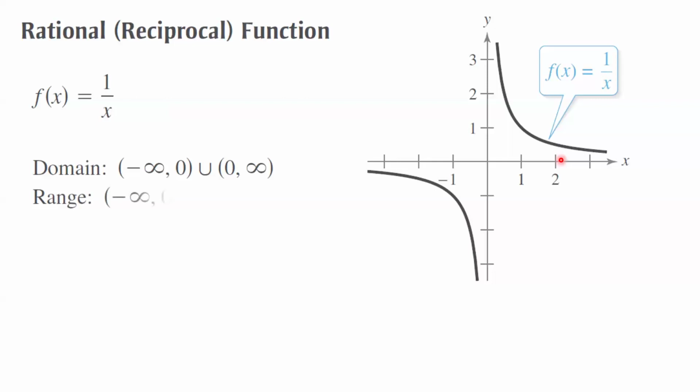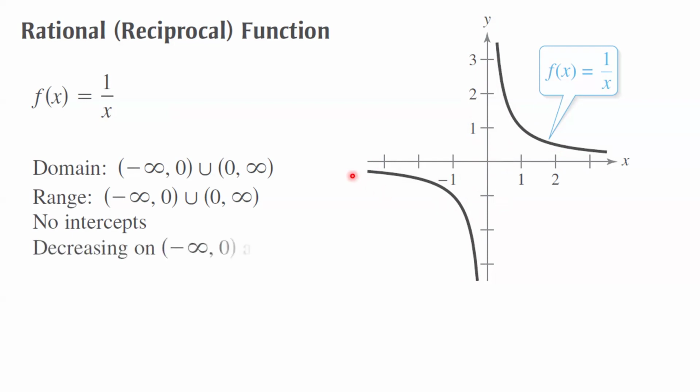What about the range of the function? It's the same as the domain: negative infinity to 0, and then 0 to positive infinity, and 0 is not included. There is no intercept. The graph doesn't hit the x-axis or y-axis. The function is decreasing on the left-hand side from negative infinity to 0. But take a look at the right-hand side. When we read the graph, we read it from left to right. The graph starts decreasing as well. So on its domain, the graph is decreasing.